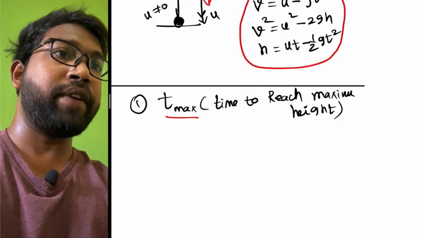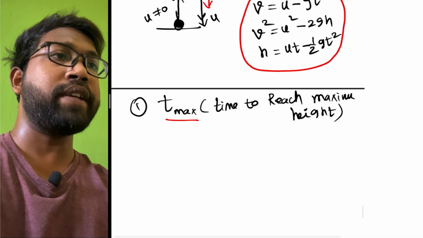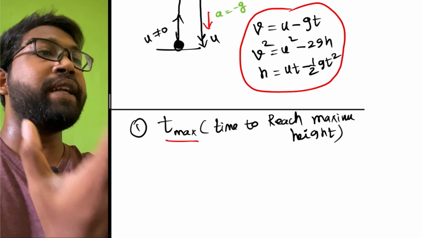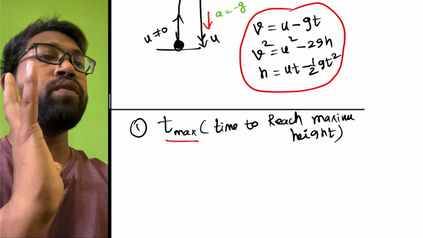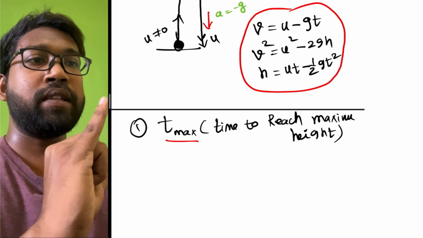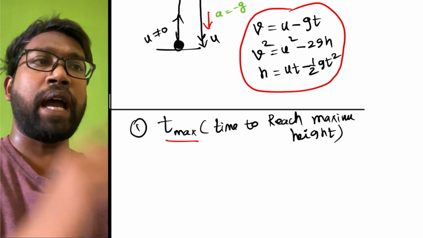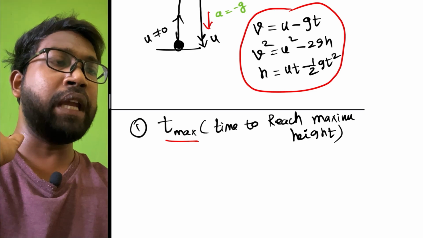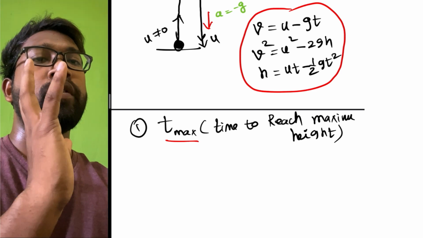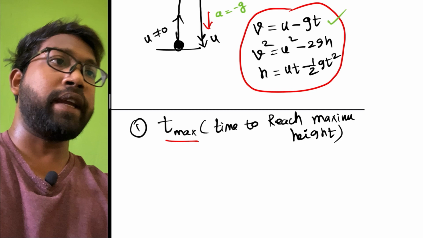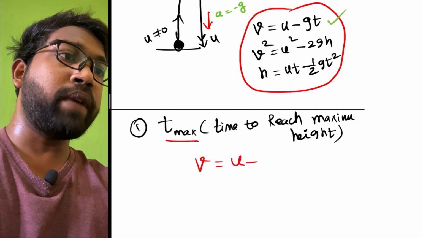Let me derive it. For that we have to choose an equation. Just think, from these three equations, to find T max, what equation do you have to take? I know the initial velocity, I know the final velocity. At maximum height the velocity becomes 0. So I have the information of u and v, and g we know, right? So I have to pick the first equation, okay? So let me take it. v equal to u minus gt.